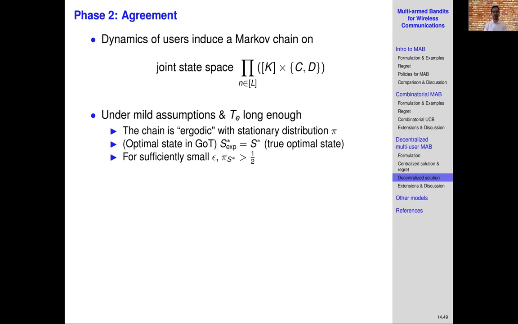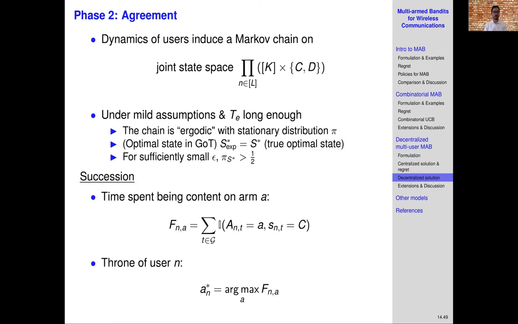We call the true optimal allocation the true optimal state. And we can show that if hyperparameter epsilon is small enough, then the stationary probability of the true optimal state would be at least 1/2, which means that if the users play according to these dynamics for a long time, they will be playing the true optimal state the majority of the time. This gives us an idea about the succession.